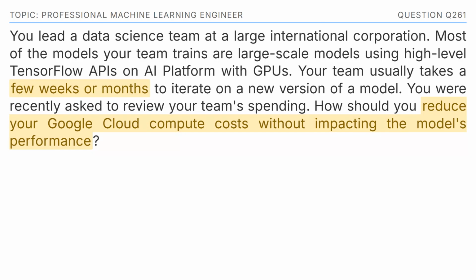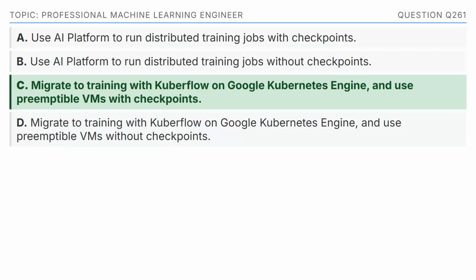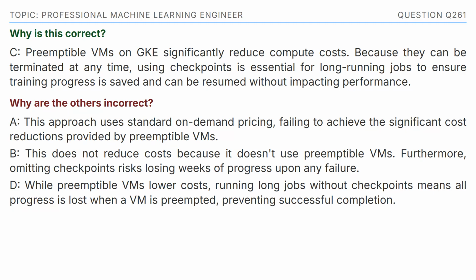To arrive at the correct answer, we focus on the keywords: few weeks or months, reduce your Google Cloud compute costs without impacting the model's performance. The correct answer is option C. Migrate to training with Kubeflow on Google Kubernetes Engine, and use preemptible VMs with checkpoints. Why is this correct? C.